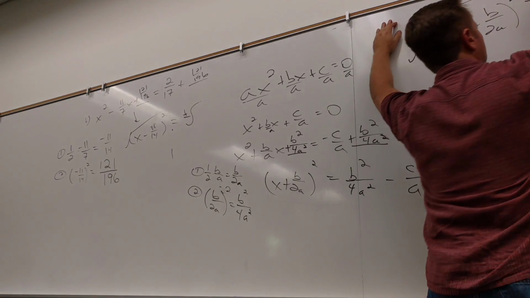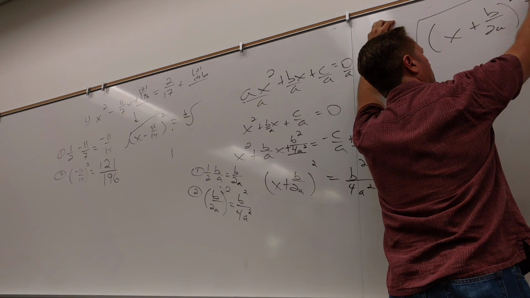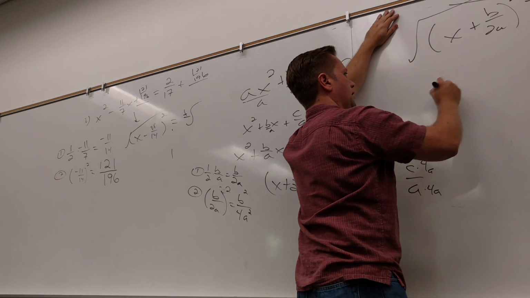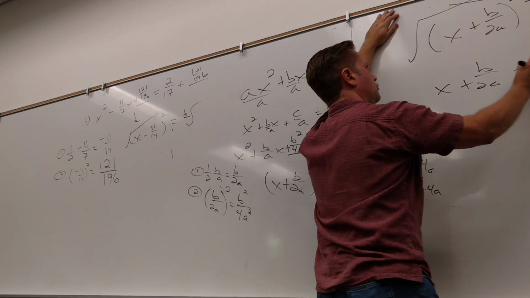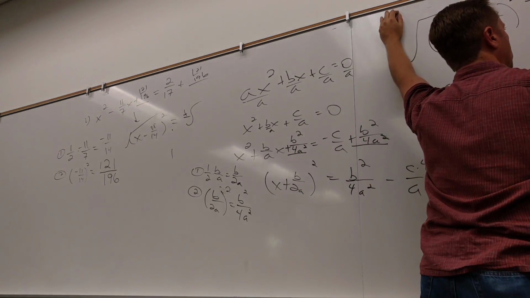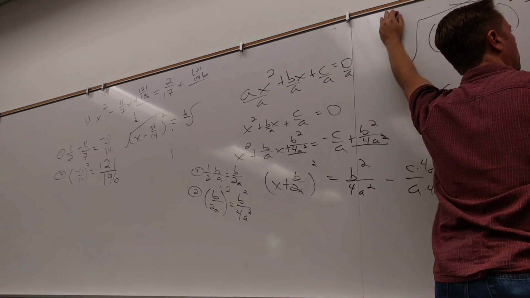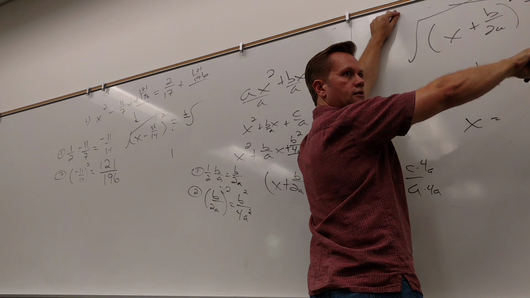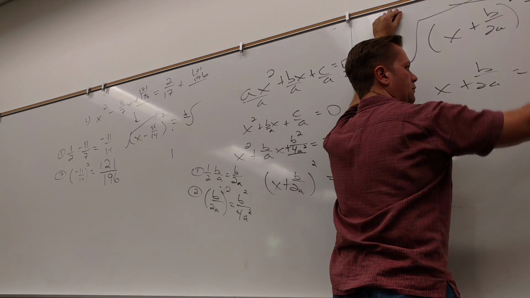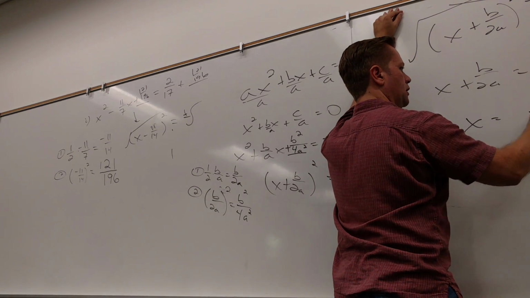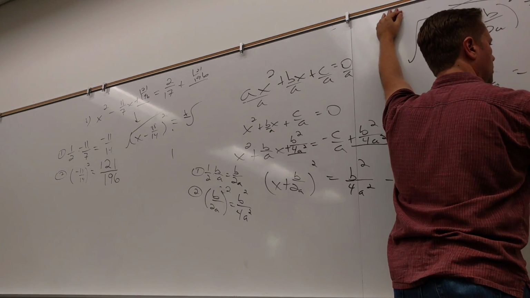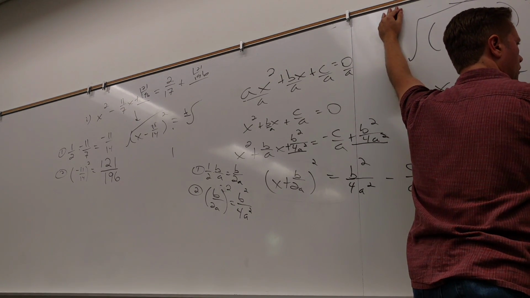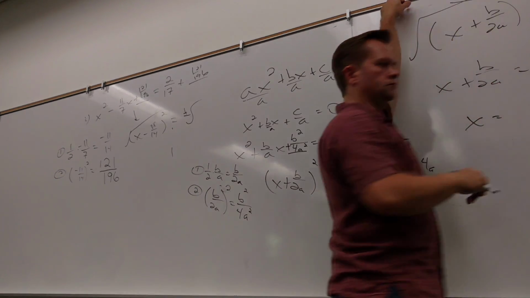Square root of both sides. So, plus or minus. You get x plus b over 2a equals plus or minus. Now what's the square root of the bottom? 2a. And then I can just subtract this, so it's negative b, and they have the same denominator, don't they? So I get negative b plus or minus the square root of b squared minus 4ac all over 2a, which is the quadratic formula. Right?